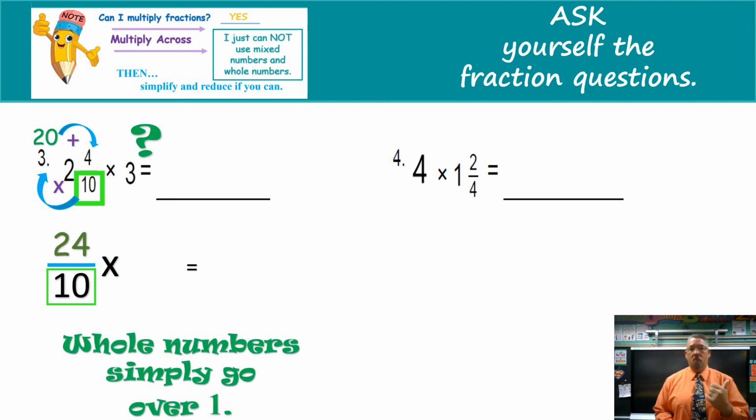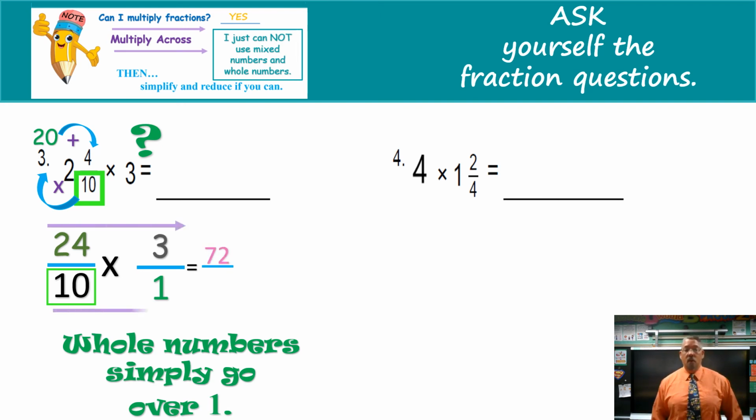Where some people make a mistake is they put 1 over the 3, and that changes the value, because 3 over 1 is still equal to the value of 3. If I put it as 1 over 3, then I've gone from having 3 whole pizzas to 1/3 of a pizza, and that's not fun. All right, so just simply put my whole number over 1 each and every time, and then I can do the math. So now I'm going to multiply across.